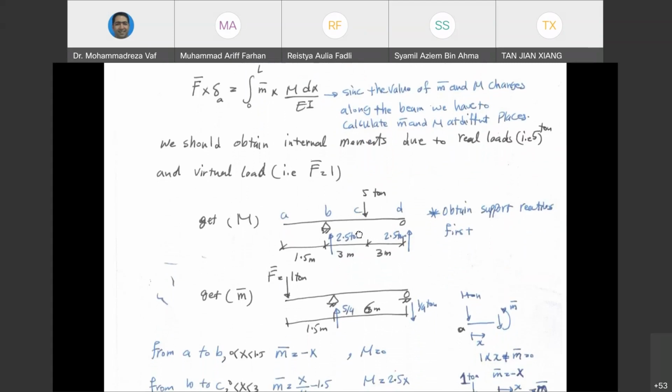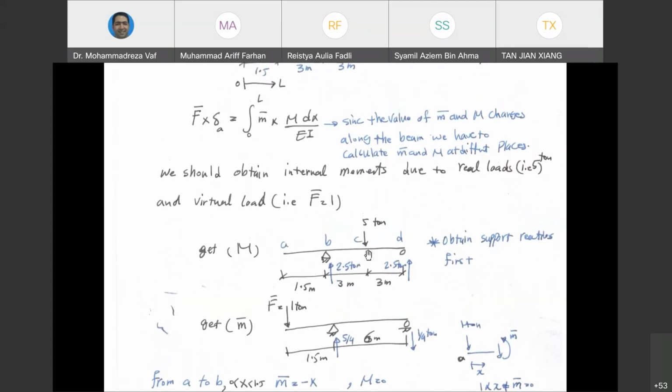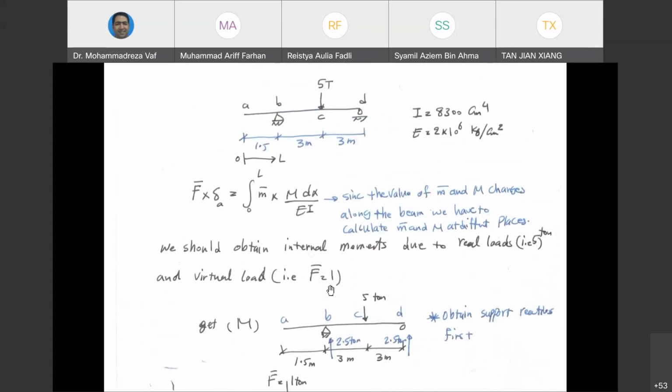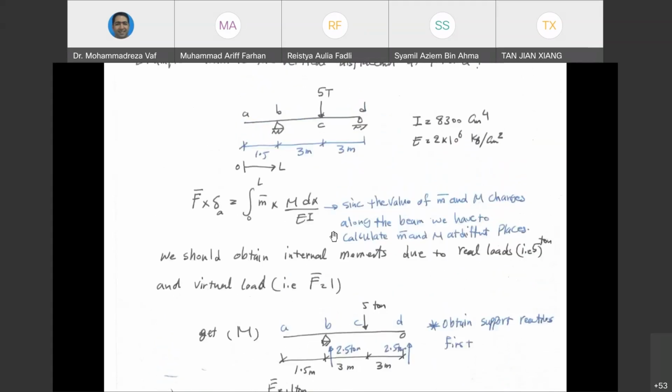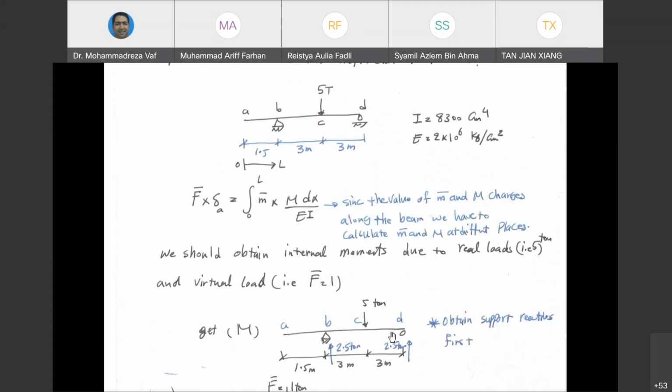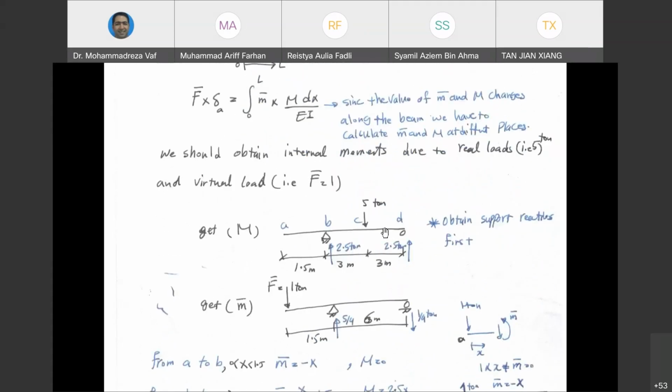These are the two structures that we talked about. As you can see, the first one is the structure that has this P, 5 ton force at point C. And then the second structure is the structure that has one unit load at point A. So this structure is going to give us M bar, and this structure is going to give us M. As you can see, the one that gives us M is exactly similar to the structure that was given to us. And the one that gives us M bar is exactly similar to that. We have removed this force. Instead, we have applied 1 ton force to point A.